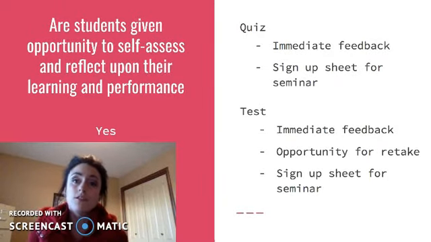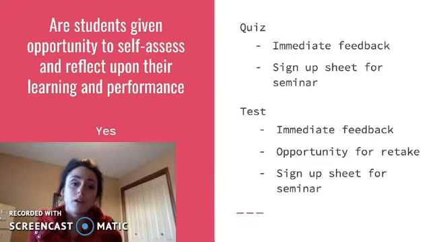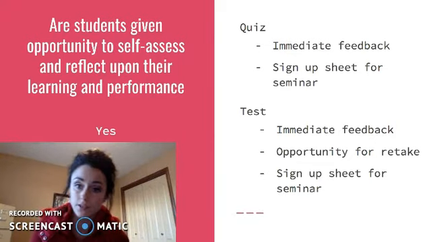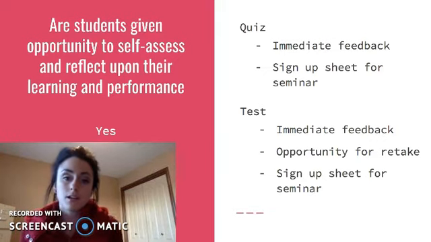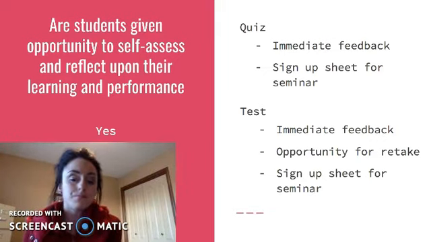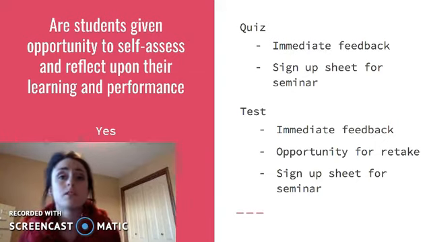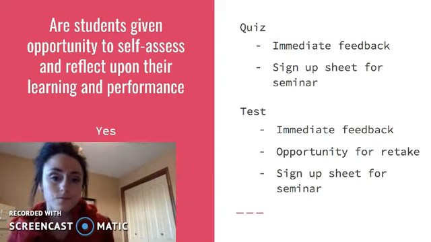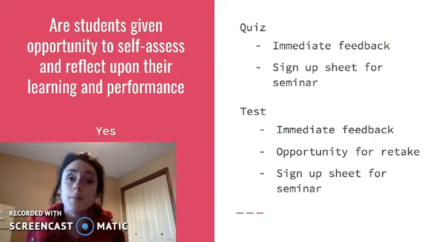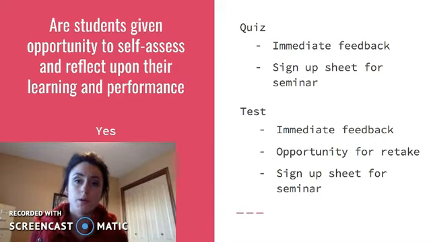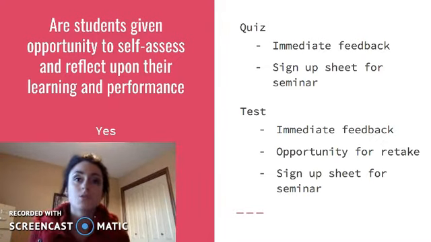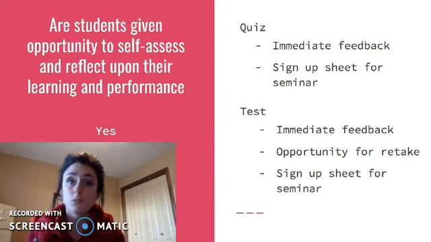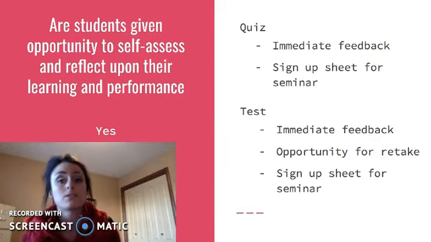And then, were my students given opportunity to self-assess and reflect? And I believe I did do this. So on my quizzes, I give immediate feedback the next time we meet. They're graded. And then I have a sign-up sheet posted in my classroom where students sign up to come in during seminar, which is a study period and time to get help from teachers. And on that seminar sign-up sheet, they put what concepts they still need some work on and would like extra practice on.